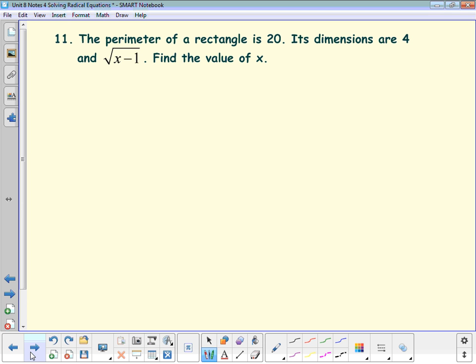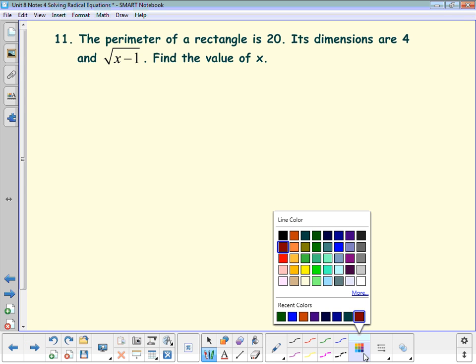Let's take a look at number 11. It says the perimeter of a rectangle is 20. The dimensions are 4 and the square root of x minus 1. Find the value of x. So let's figure this out. So we're looking for the perimeter. Okay, so the perimeter is 20.